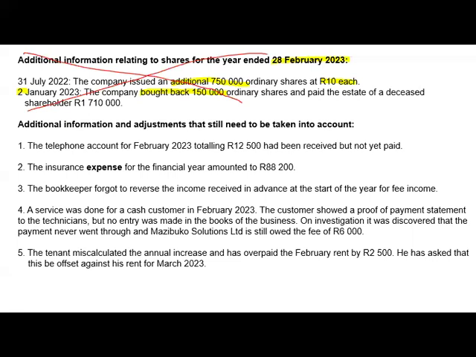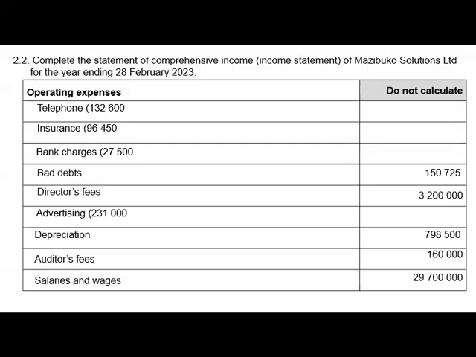Not yet paid. The fact that it was not yet paid, what's happening to our telephone account? Is it overstated or understated? Yes, it's understated. Because what must we do with that 12,500? We must add it because it's for this year.